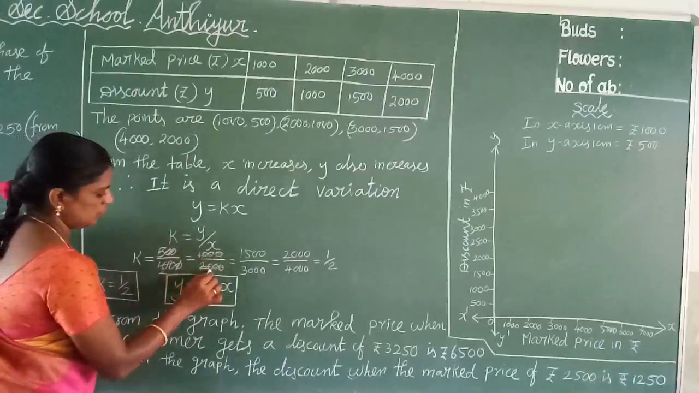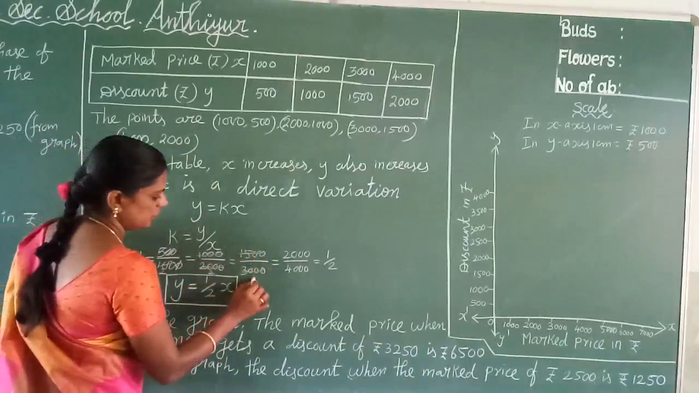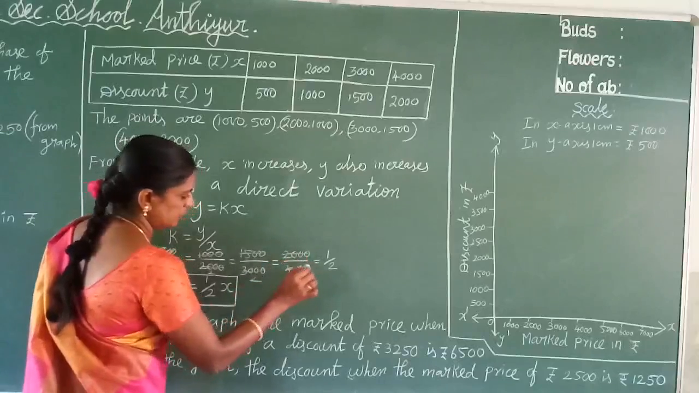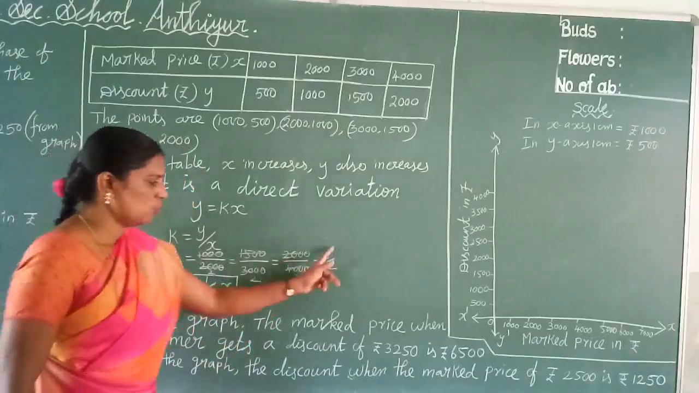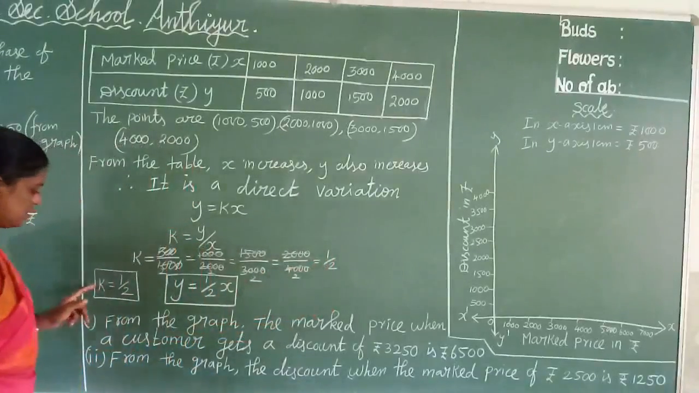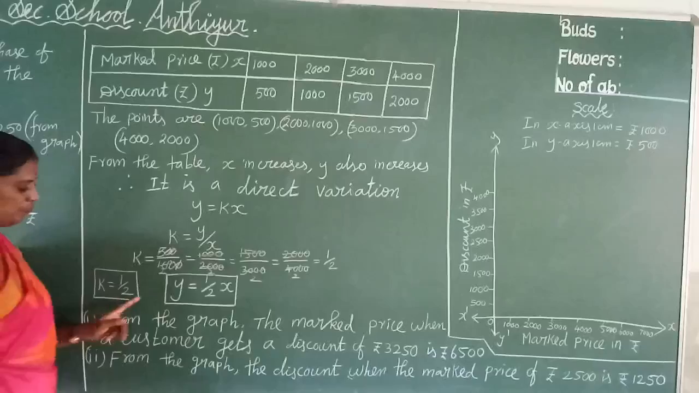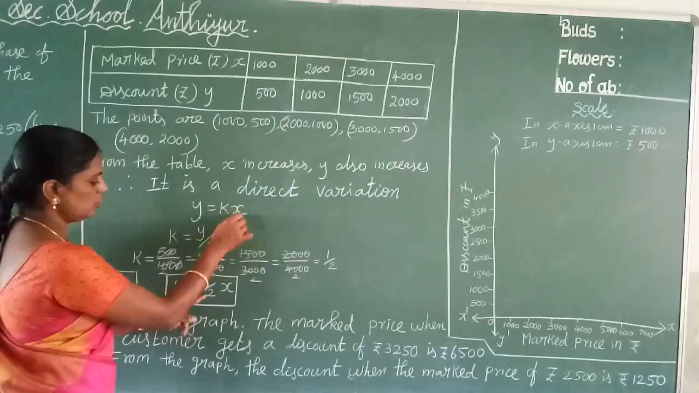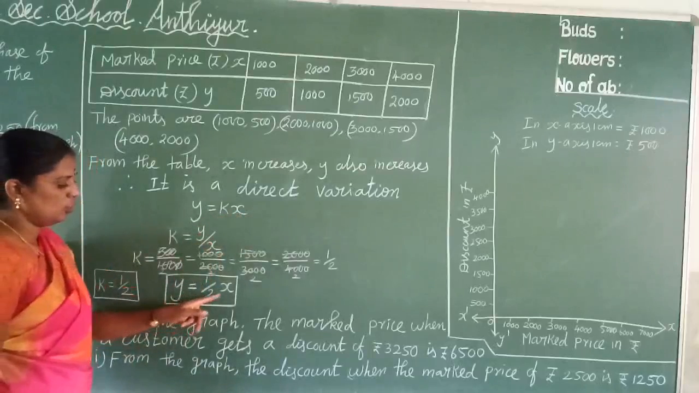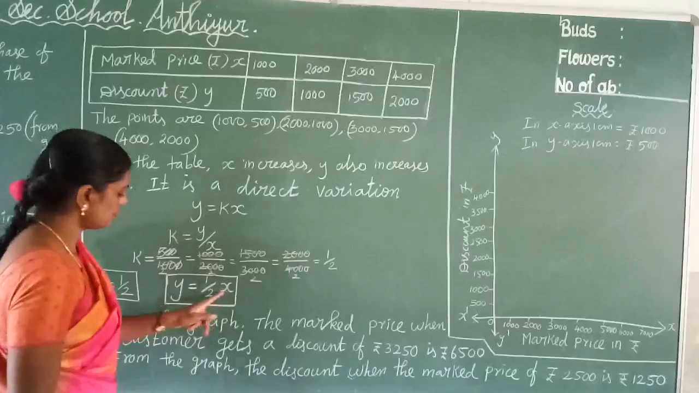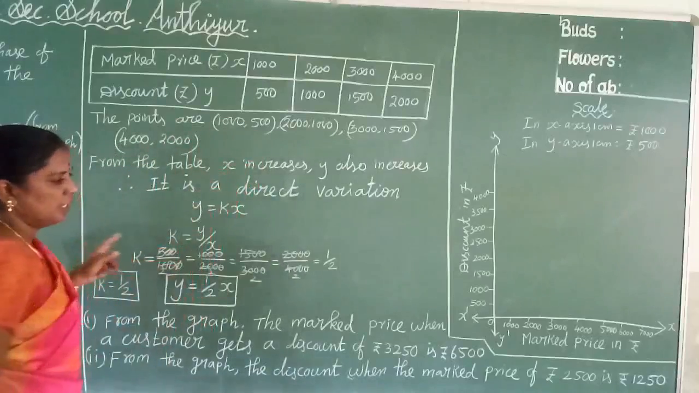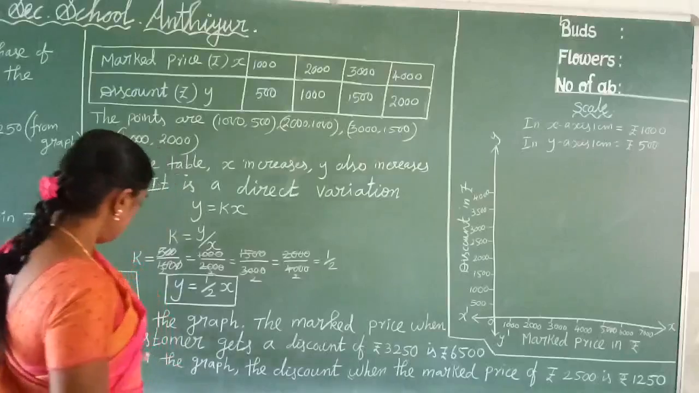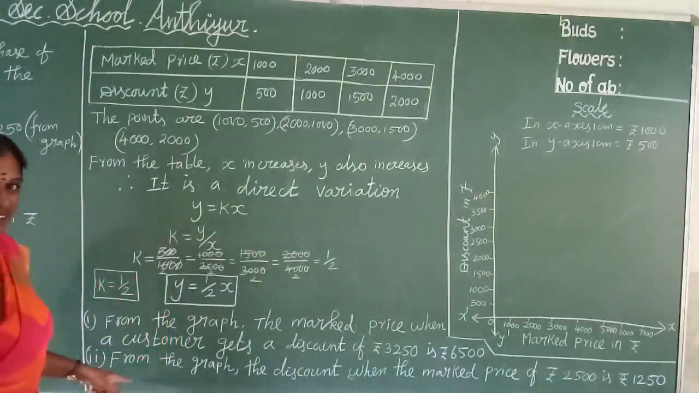Each simplifies by dividing by 500, 1000 and so on. At last, the k answer is 1 by 2. So k is equal to 1 by 2. And y equal to the k value 1 by 2 times x. So y equal to 1 by 2 x. Using these points in the graph, we find the answers to the remaining two options.